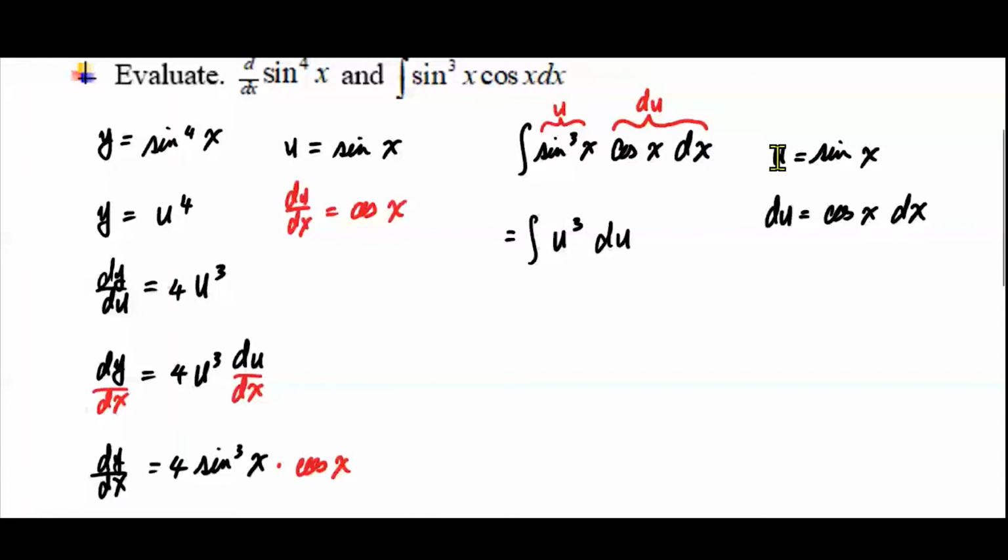So u to the fourth power, therefore 1/4 u to the fourth plus c. Now we have to remember what u was, and u was that thing. We make a substitution back right here. So we have 1/4 of sine to the fourth x plus c, exactly what we expected.